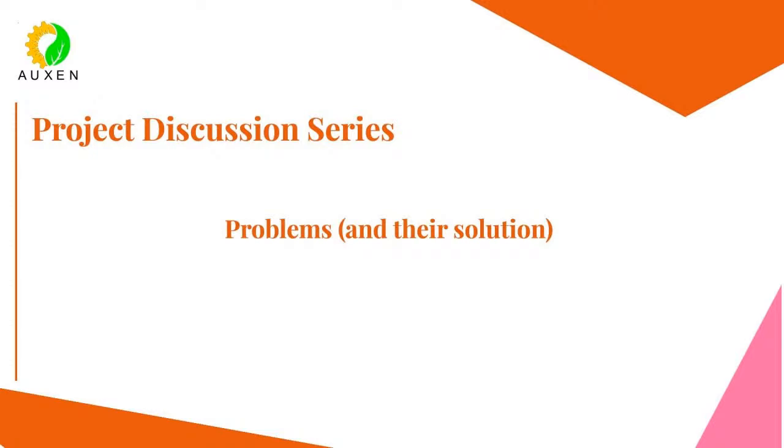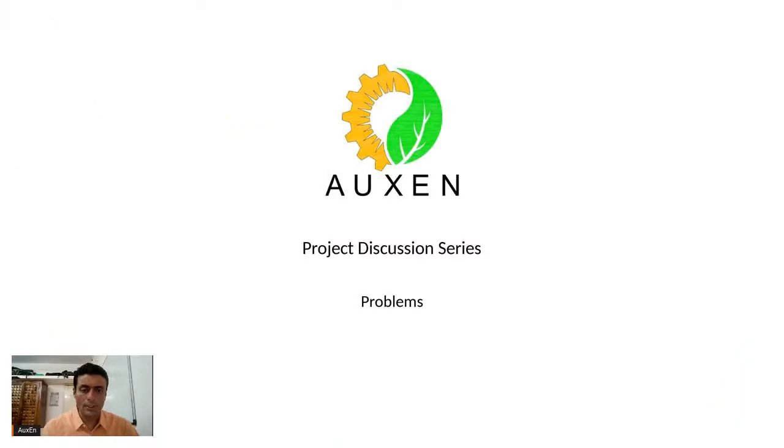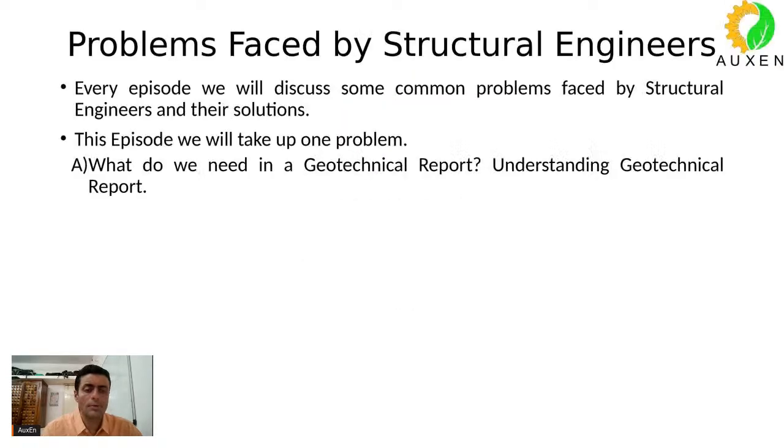Last episode, if you remember, we had taken up two problems. The first problem was related to the structural steel design parameters in StaadPro. That was the first problem that we had taken last week. And then we also discussed the pier labels and their assignments. So those were the two issues that we had discussed last week. This week we are going to take another problem.